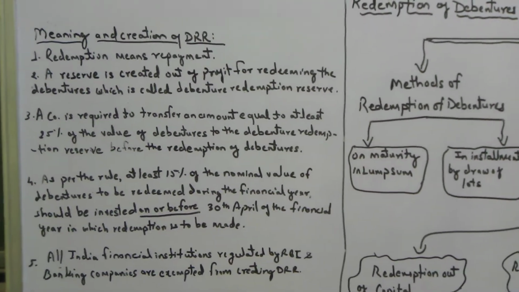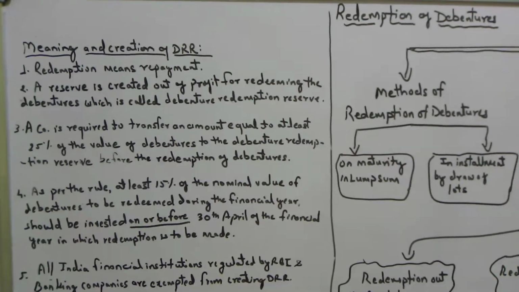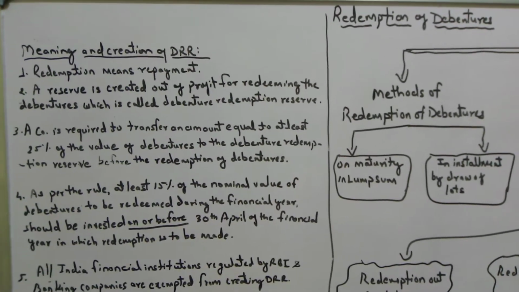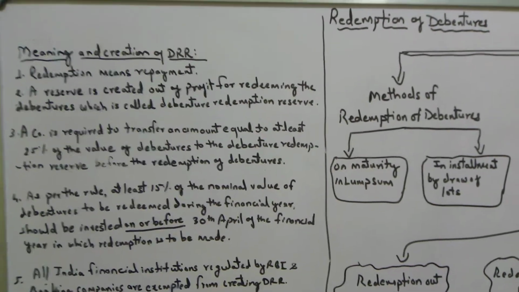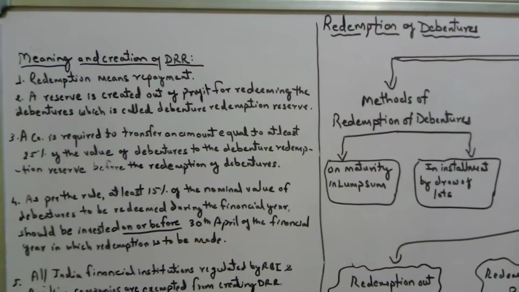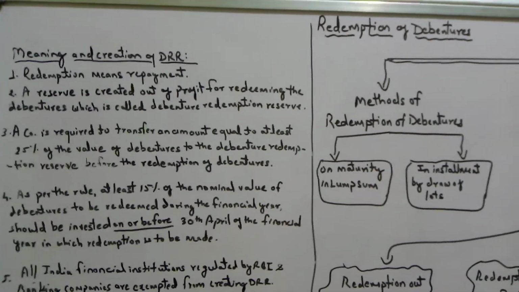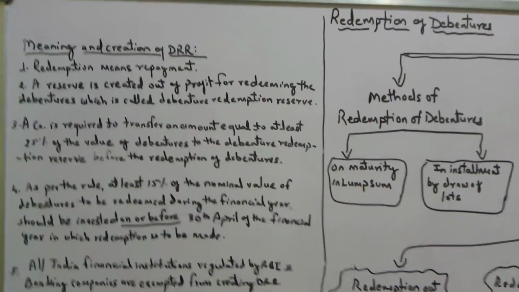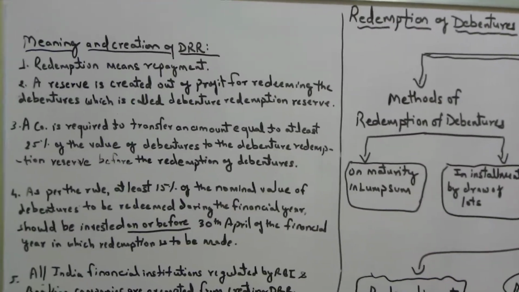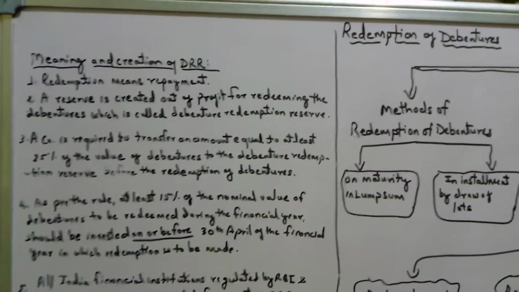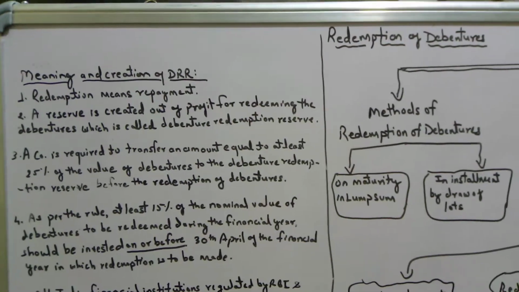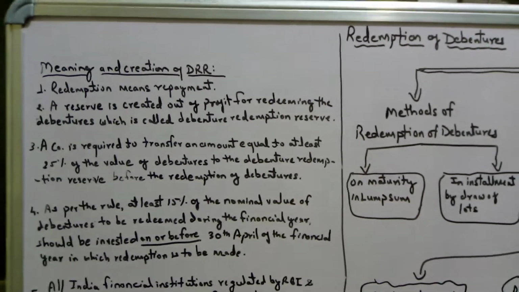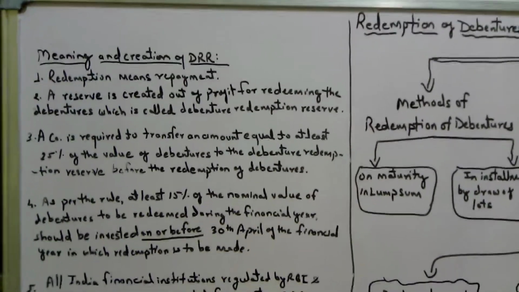A company is required to transfer an amount equal to at least 25% or 1/4 of the value of debentures to the debenture redemption reserve before the redemption of debentures. So as per the law, or as per the rules mentioned in the Companies Act, a company is required to maintain a value of 1/4 or 25% of the value of the debentures. That amount has to be transferred to the debenture redemption reserve.